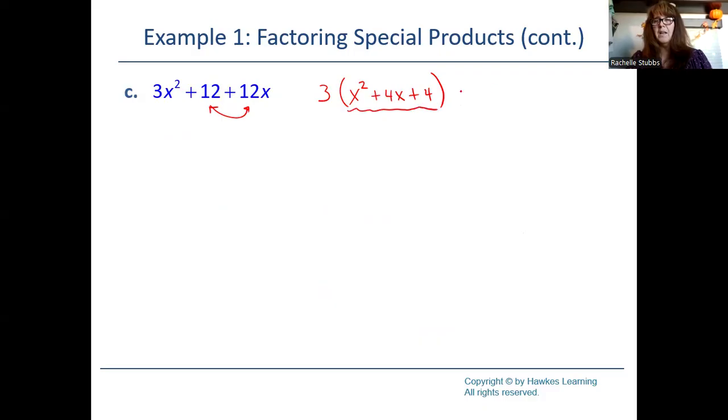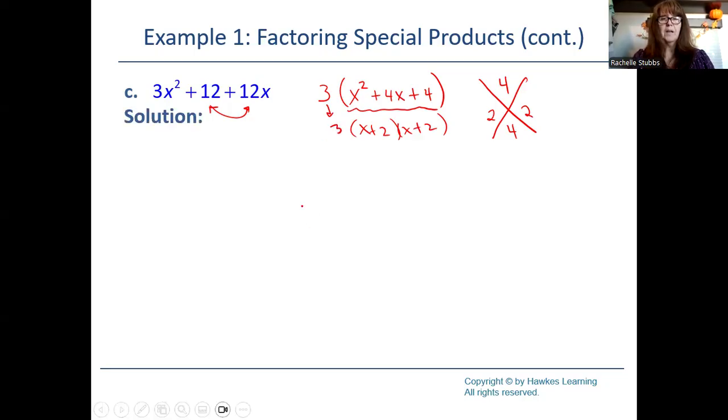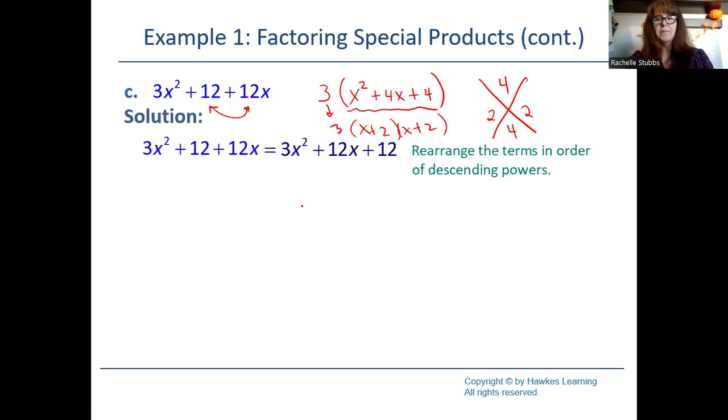A is 1. That's awesome. 1 times 4 is 4. And b is 4. So I need 2 factors that multiply to 4, but also add up to 4, and that's 2 plus 2. And so I can factor those, x plus 2 and x plus 2, and bring down the 3, because I'll need that, right? Okay, and that's exactly what they do here.